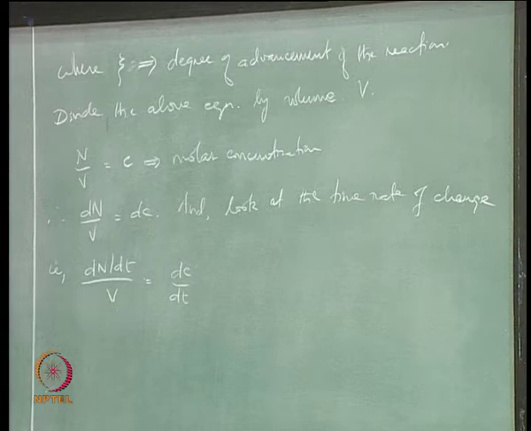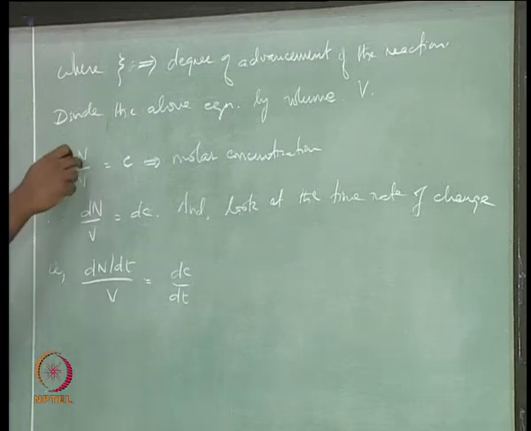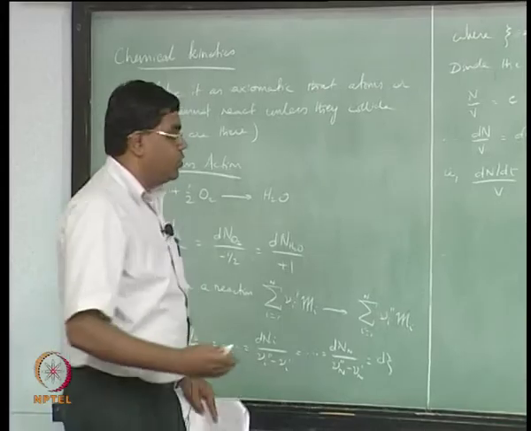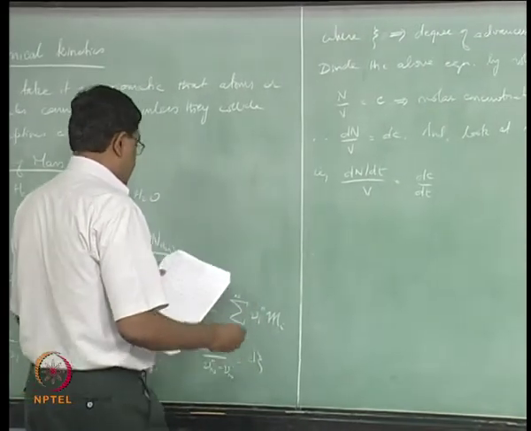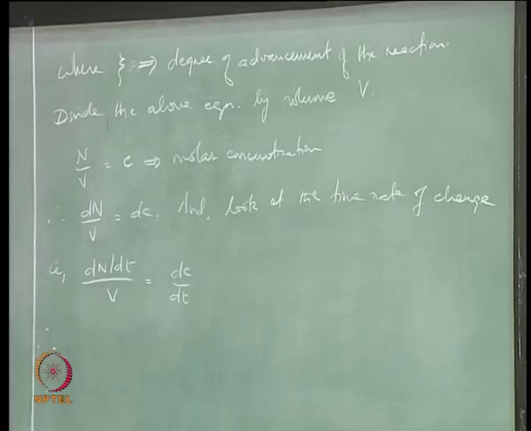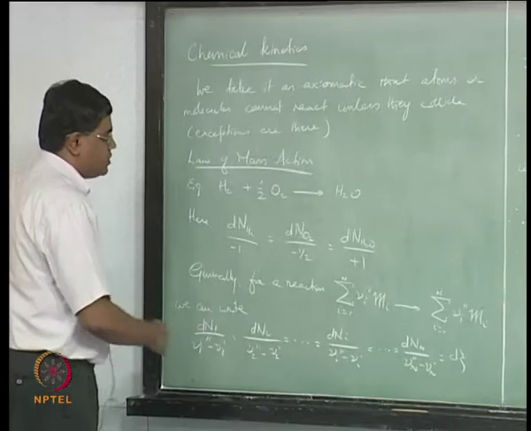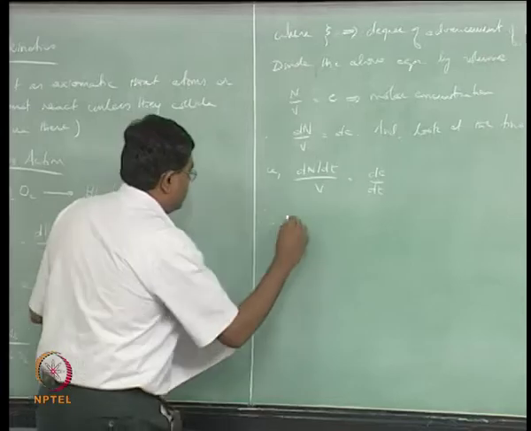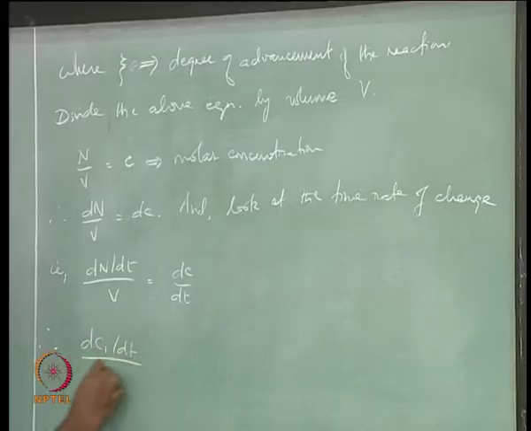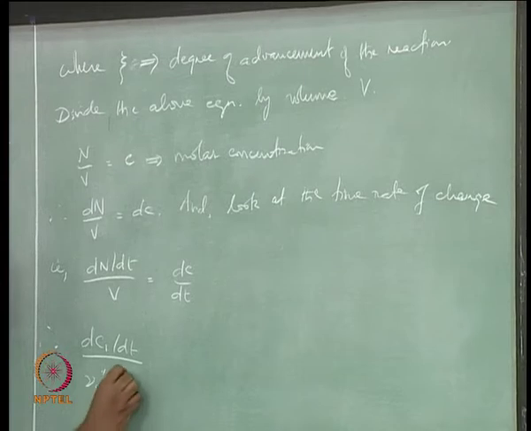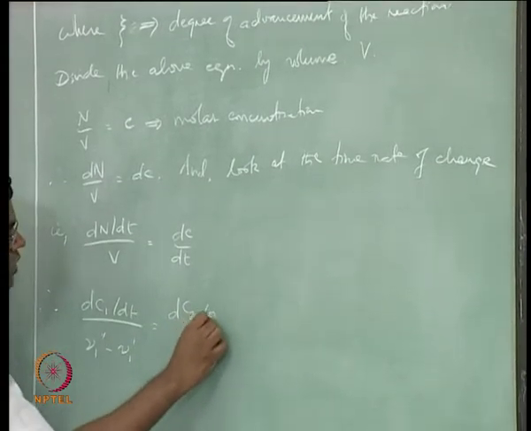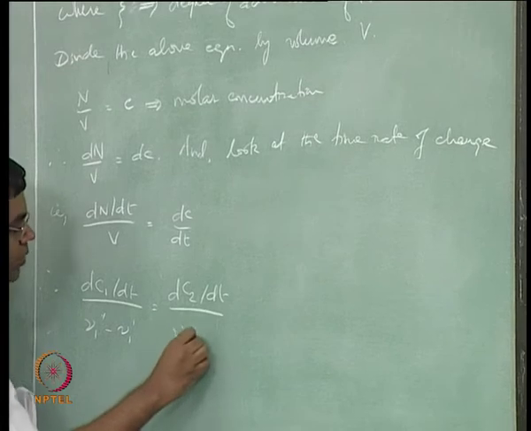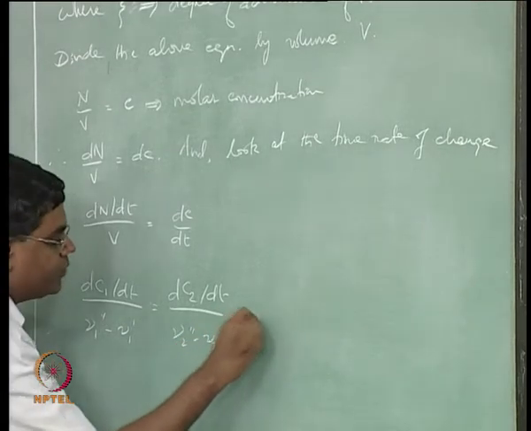So of course when you are now saying N, it means the total number of moles, but if you put a subscript i, that refers to the number of moles of species i. So you could do the same thing for any of those. Therefore we can now do this for all of these. That means we divide the entire set of equations by volume and then take the time rate of change in each case, then you now get dc1 over dt divided by nu 1 double prime minus nu 1 single prime equals dc2 over dt divided by nu 2 double prime minus nu 2 single prime, etc.